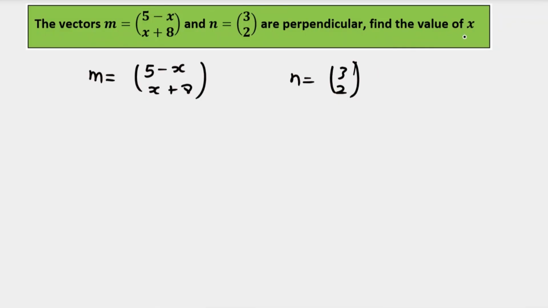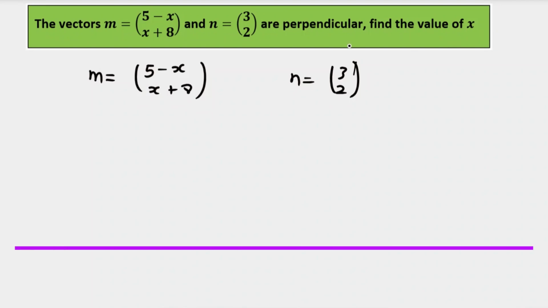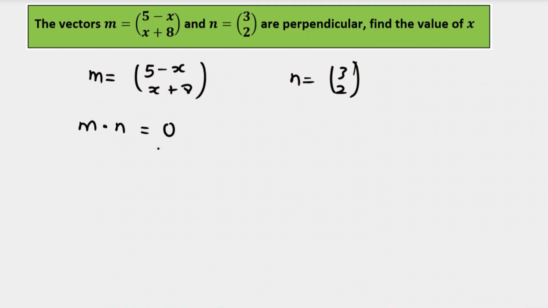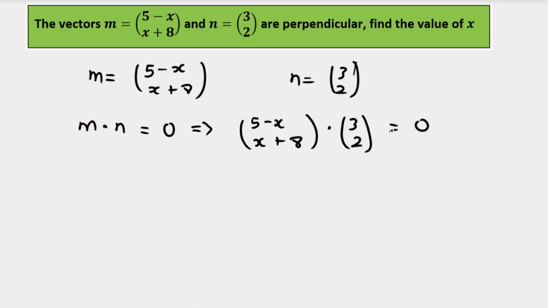So this time, they are saying that the vectors M and N are perpendicular. The fact that they are perpendicular means that their dot product, that means M dot N, should be equal to 0 because they are perpendicular. So this implies that (5 − x, x + 8) dot (3, 2) should be equal to 0.